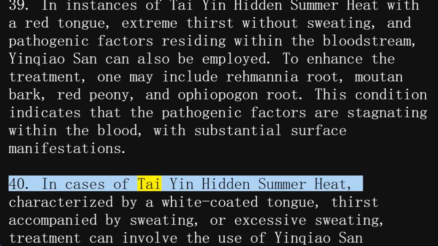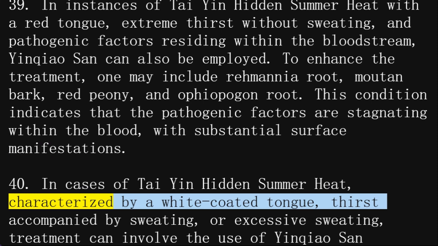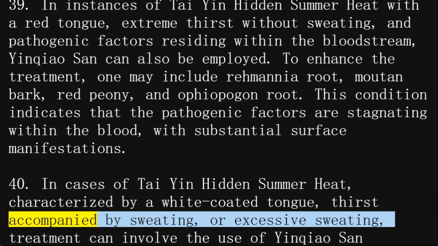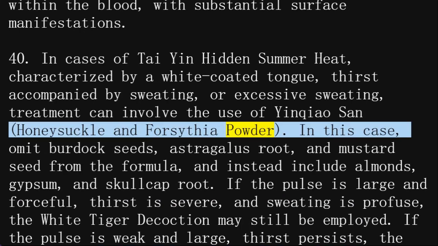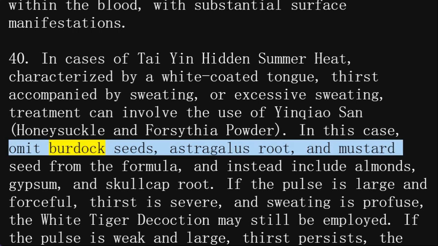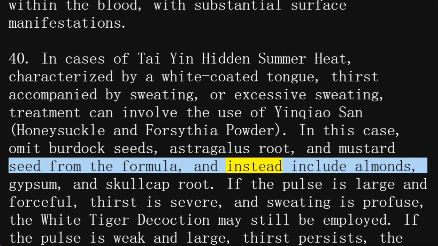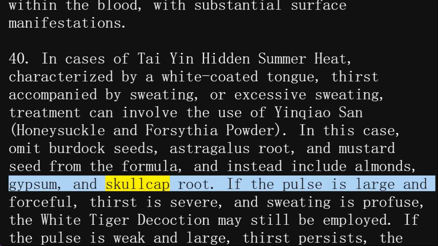40. In cases of Tai Yin hidden summer heat, characterized by a white-coated tongue, thirst accompanied by sweating, or excessive sweating, treatment can involve the use of Yin Qiao San, honeysuckle and forsythia powder. In this case, omit burdock seeds, astragalus root, and mustard seed from the formula, and instead include almonds, gypsum, and skullcap root.